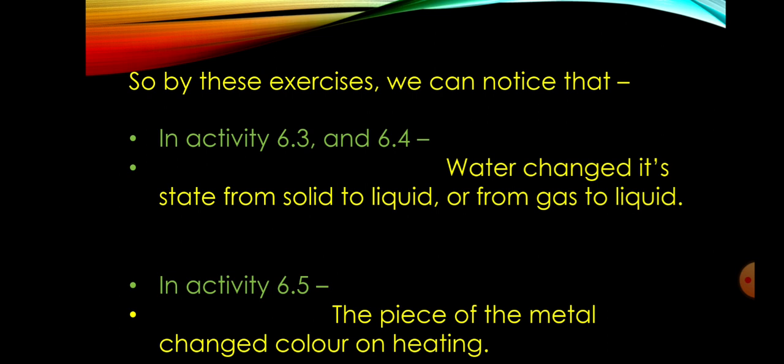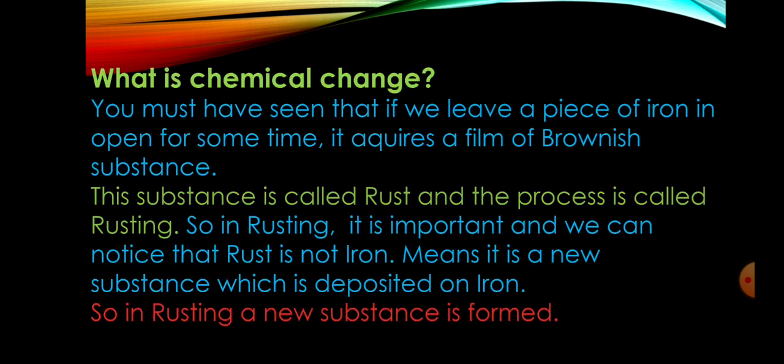Now, friends, we will discuss the concept of chemical changes. What is chemical change? You must have seen that if we leave a piece of iron in the open for some time, it acquires a film of brownish substance. This substance is called rust, and the process is called rusting. Every metal, if kept in the open, acquires a film of brownish substance. That is rust. Rusting is a basic example of chemical change.